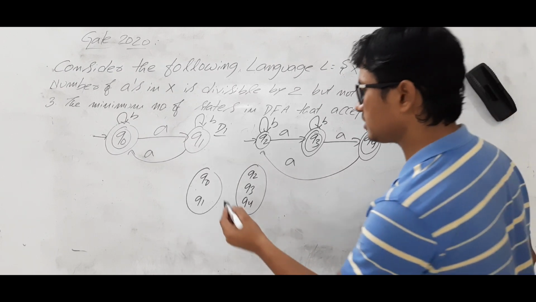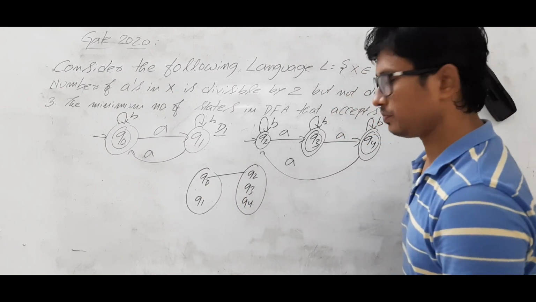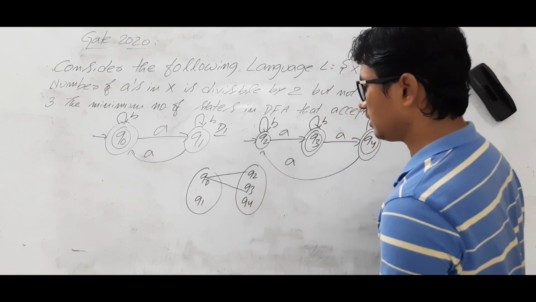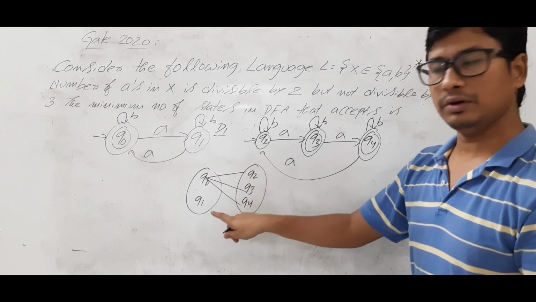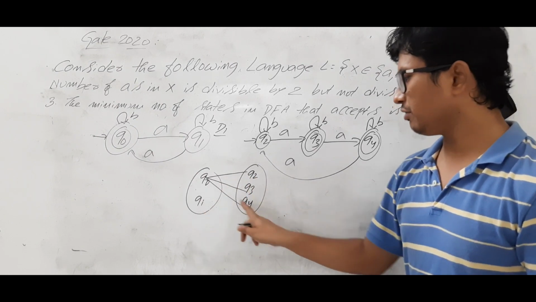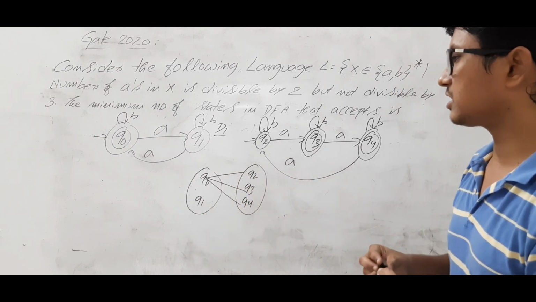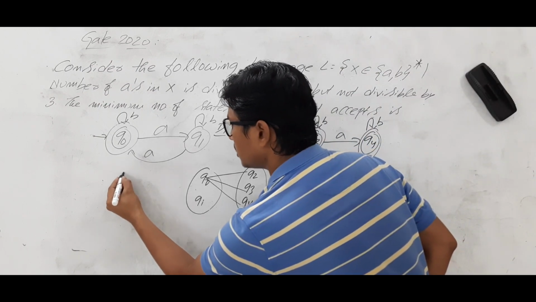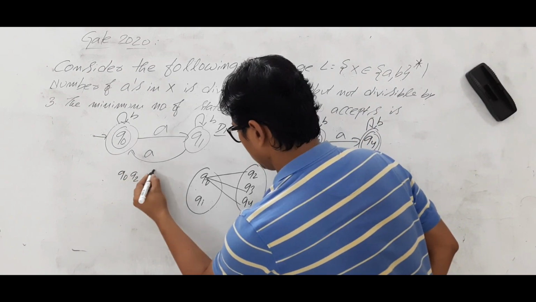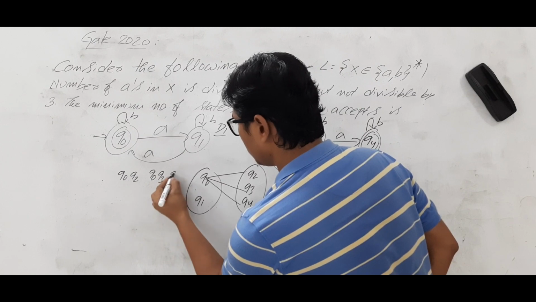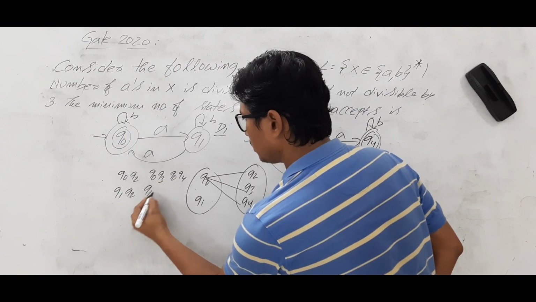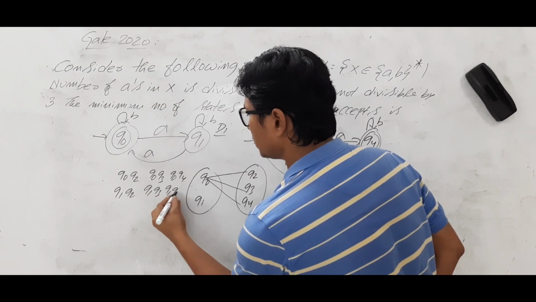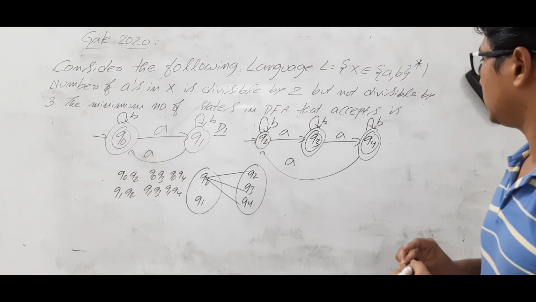What are the 6 states? Q0 Q2, Q0 Q3 and then Q0 Q4. Similarly, you will have Q1 Q2, Q1 Q3, Q1 Q4. So you will get 6 states. Let me write what are the 6 states: Q0 Q2, Q0 Q3, Q0 Q4, then Q1 Q2, Q1 Q3, Q1 Q4. These are the 6 states you will get.